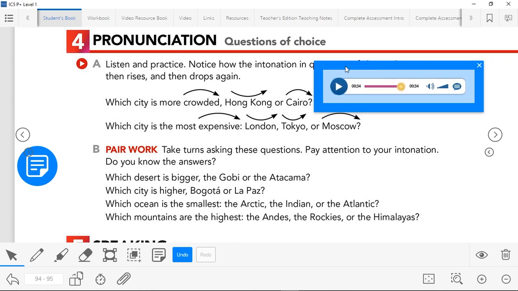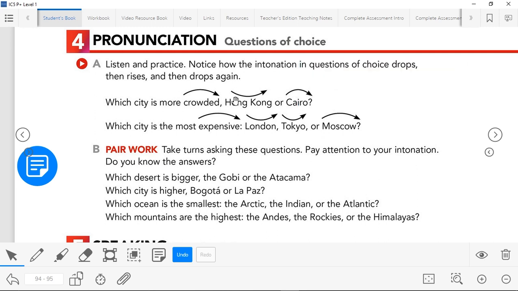Okay, did you notice? Every time that you mention something in a list, it usually goes up, down, up, down, up, down. So if you have a longer list, then you will be doing the same, okay? So for example, which city is more crowded, Hong Kong or Cairo? Which city is the most expensive, London, Tokyo, or Moscow? It's like all of the ones in the list going up, and with the last one you go down, okay?